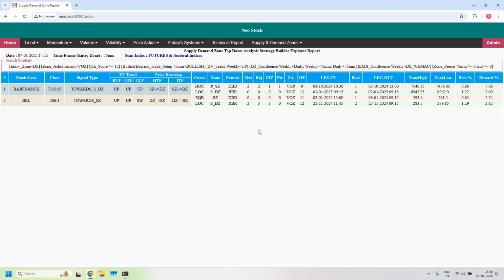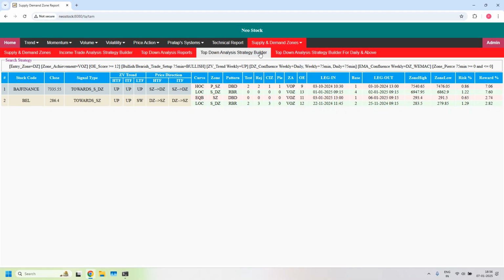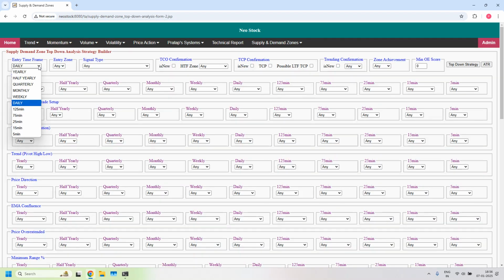This is about bullish trade setup for weekly income trade. Next, bearish trade setup for weekly income trade. Entry time frame 75 minutes. Entry zone, supply zone. In bullish or bearish trade setup at 75 minutes, I am selecting bearish. These 75 minute supply zones should not be pierced.